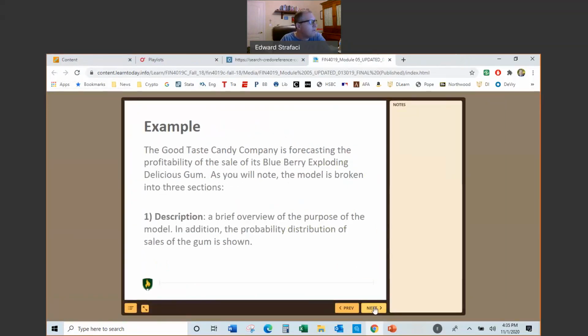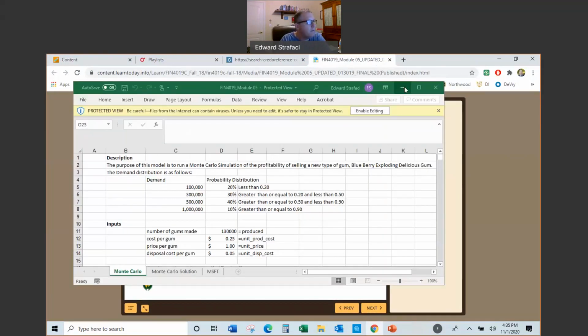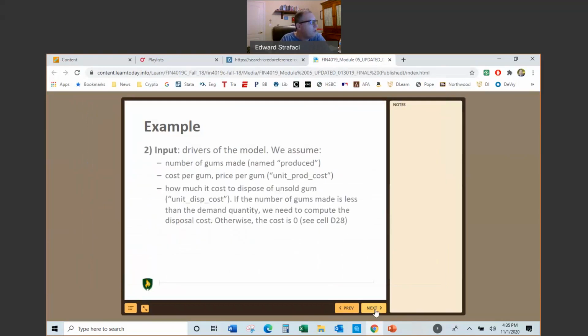Company is forecasting the profitability of the sale of its blueberry exploding delicious gum. As you will note, the model is broken into 3 sections. The description is a brief overview of the purpose of the model. In addition, the probability distribution sales of gum. And this is the model itself. I'll call it up in a minute. So your input would be the number of gums that you're making, cost per gum, and how much it costs you to sell to get rid of the gum that you don't use. Because those would be all the costs that they're assuming would happen in this business.